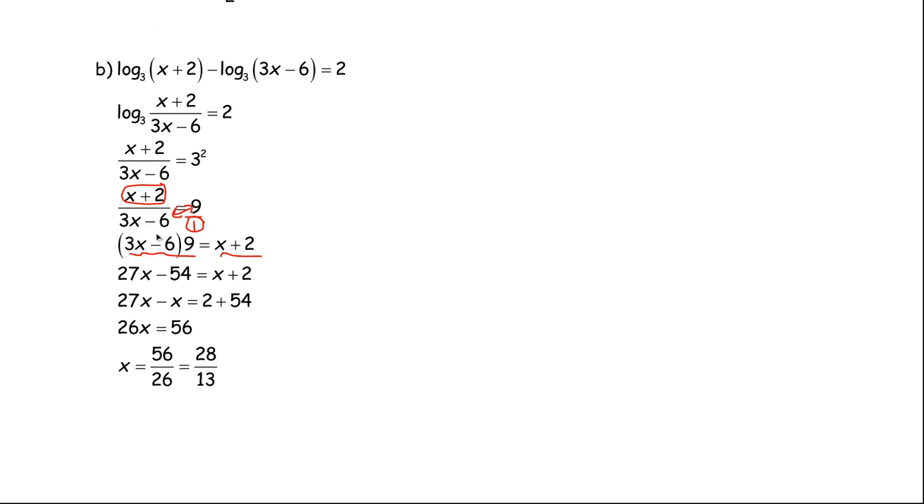And so the 9 gets multiplied into the 3x, so that'd be 27x, and 9 times negative 6 is negative 54, equals the x plus 2. I'm trying to solve for x, so the next thing I want to do is get my x terms on one side, my numbers on the other.